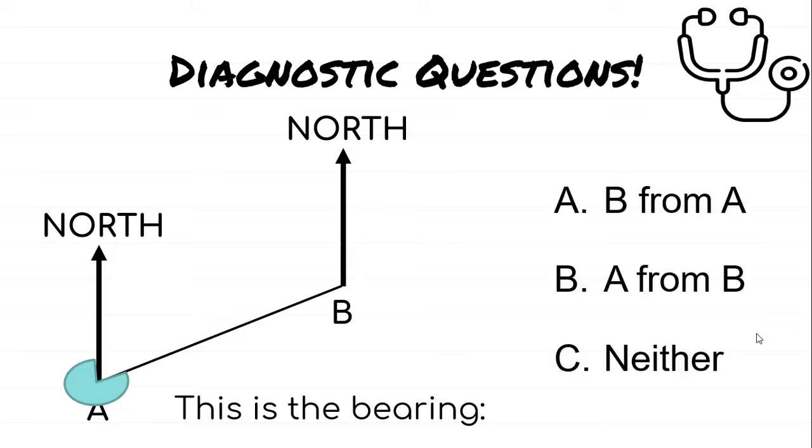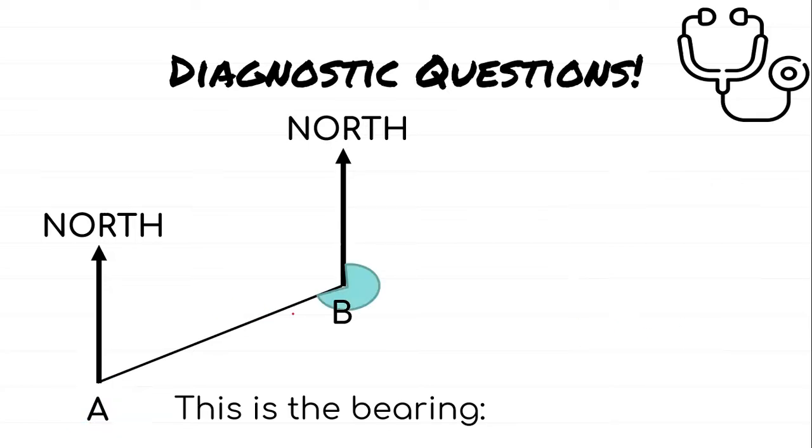So this bearing here, again, is it B from A, A from B, or neither of those two things? I'm hoping you're saying that this bearing is neither. Look at it; it's going in an anti-clockwise direction. So this is not the correct bearing.